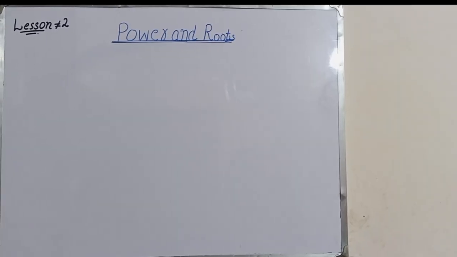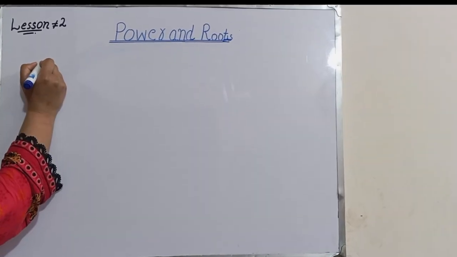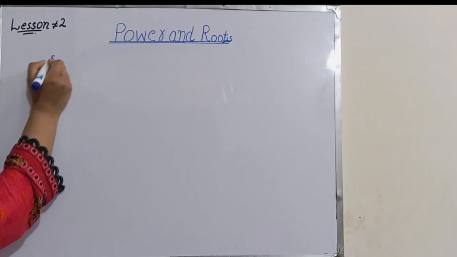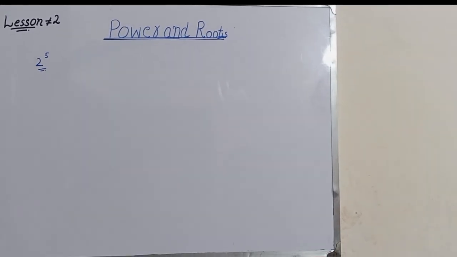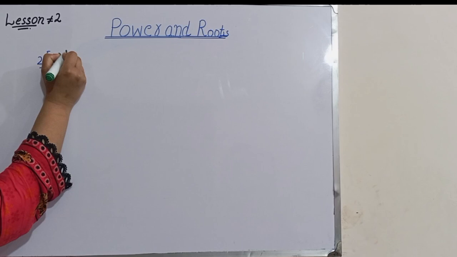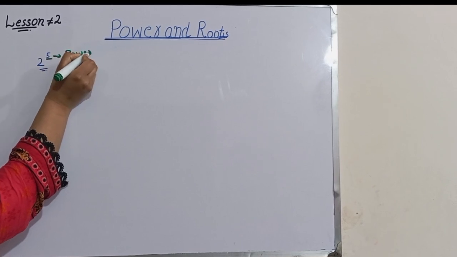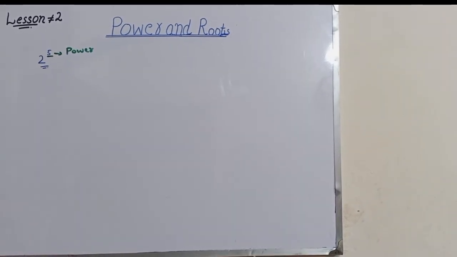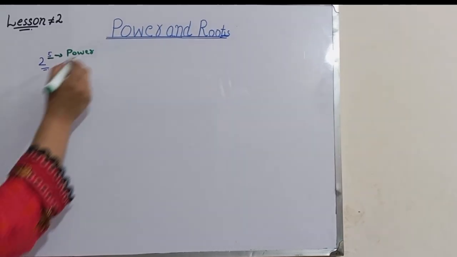Power. What is power? 2 raised to 5. This is a question. So, in this, 5 is the power. 5 is a power, which is also called an exponent.